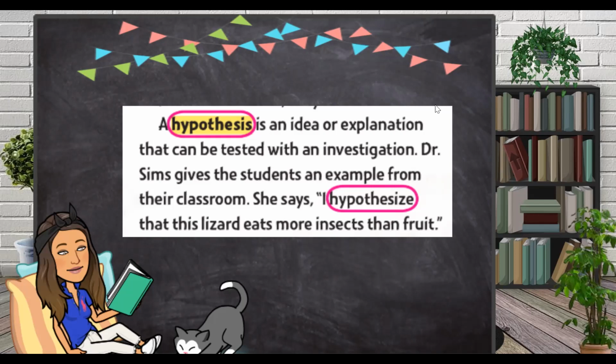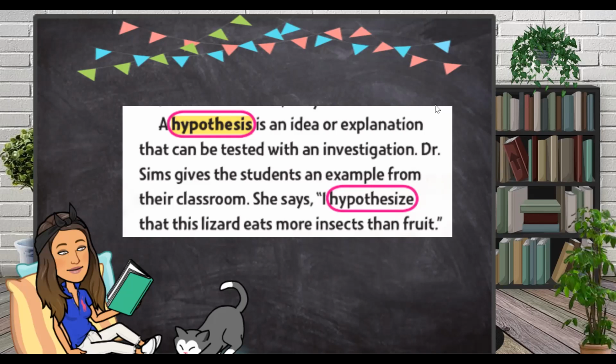Dr. Sims gives the student an example from their classroom. He says, I hypothesize that this lizard eats more insects than fruits. So, a hypothesis is an idea or explanation that can be tested. Girls, it must be tested. If you don't test this idea, it's not your hypothesis. You are not hypothesizing, okay? So, a hypothesis is the noun. You are making a hypothesis, but when you use the verb, you say, I hypothesize, okay?